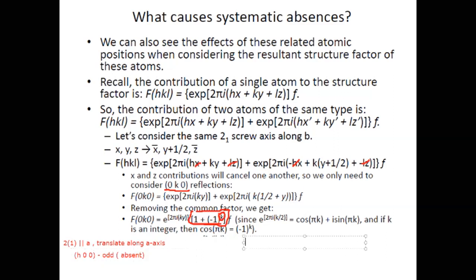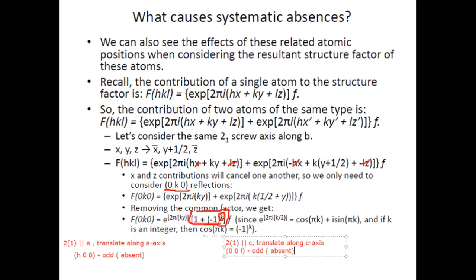If they're absent, that tells you that there's a 2-1 parallel to A. Likewise, if we had a 2-1 parallel to C, since it's parallel to C, we translate along the C axis. So since we translate along the C axis, we're only going to be looking at the 00l reflections. And if they're odd, we should look to see that the odd are absent. Or you could look at the even being present, either one. But odd is better because it's the absent one. It's easier to find if something is absent.